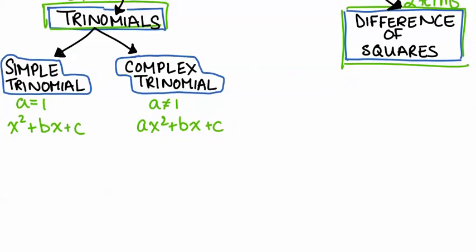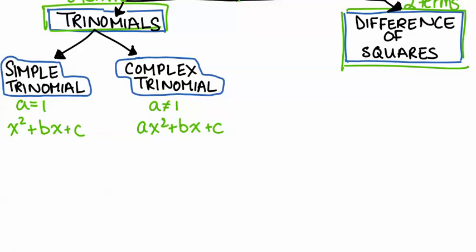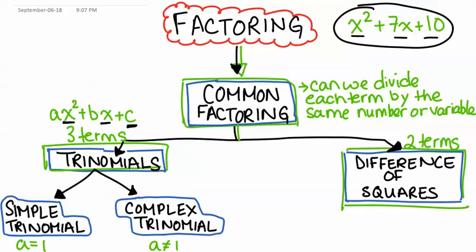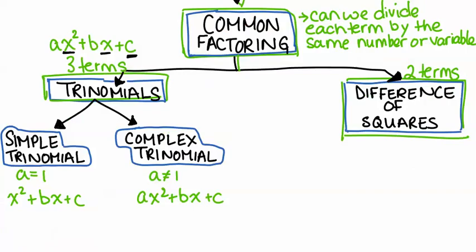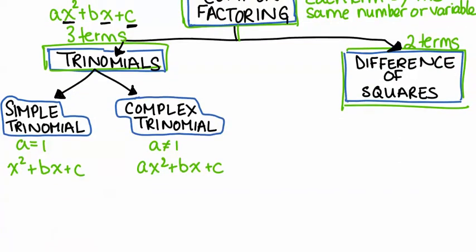Okay, so once you determine which one it is, so if we look at our example, we have x squared. So if you look at that x squared term, technically there's a 1 in front of it. Either way, there's not another number like 2, 3, or 4. So we know the one we're doing is a simple trinomial. So our question, the example I was doing, was x squared plus 7x plus 10.